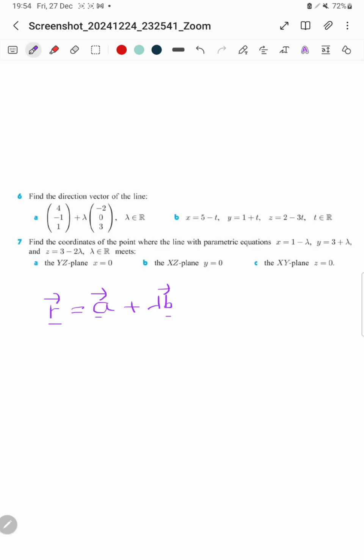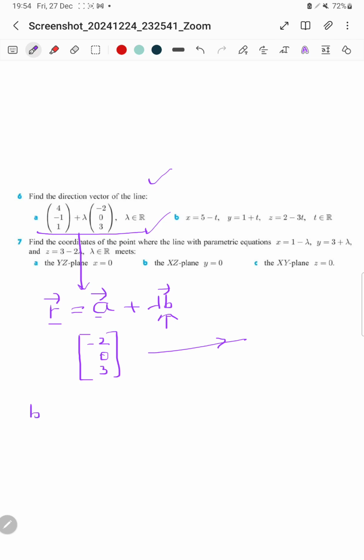Now the first one, question 6, is the equation of a line given, which is exactly the same as this one, and they are saying find the direction vector of the line, which is very simple. They are asking about the direction of this line, in which direction it is going. So this b always tells us about the direction. So here the direction vector is -2, 0 and 3, and this is the vector equation.